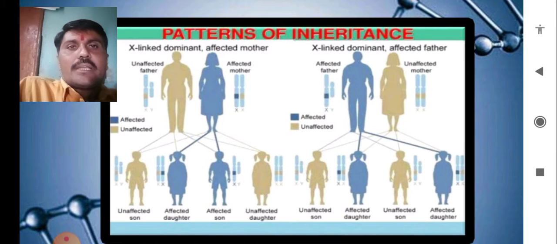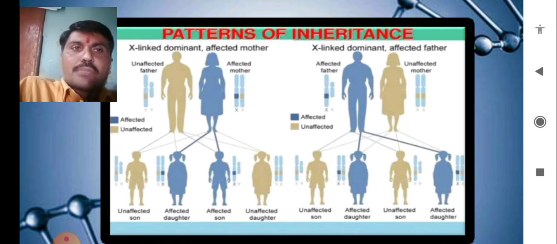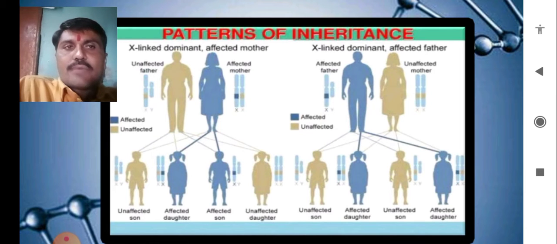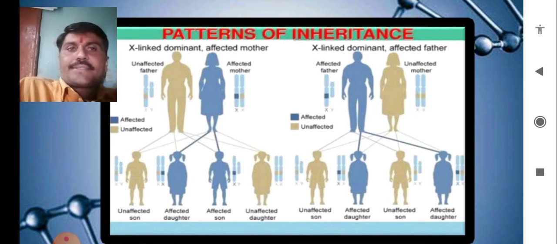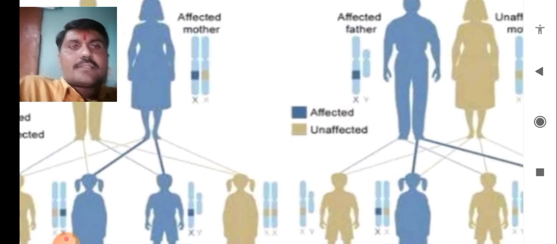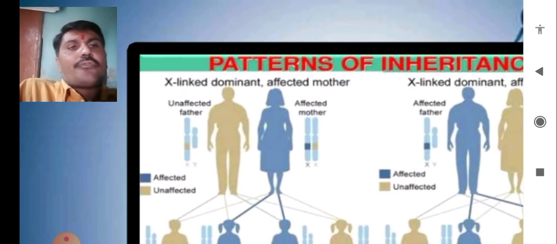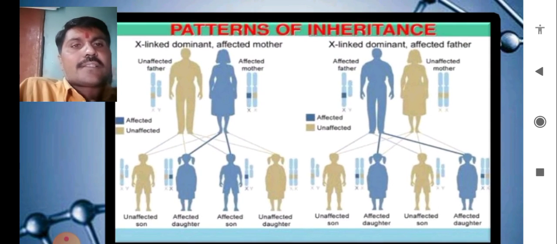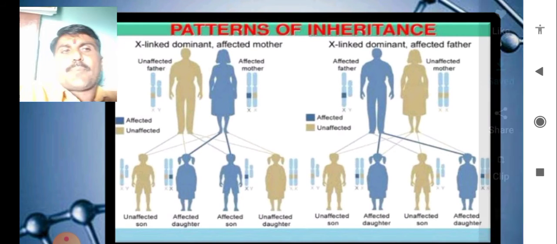So what will be the expected progeny from this? Unaffected father and affected mother. You can see the chromosomes of the father, that is XY, and the chromosomes of the mother, that is XX, and the colors denoted in these chromosomes are of the genes. So friends, when these two fertilize, what progeny are expected?